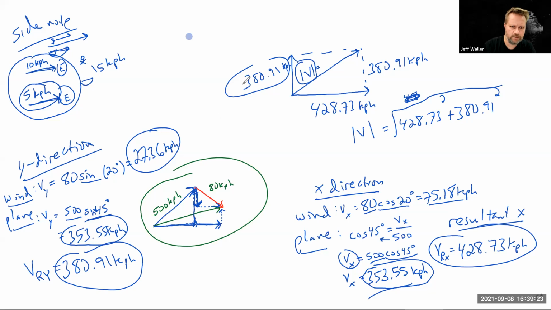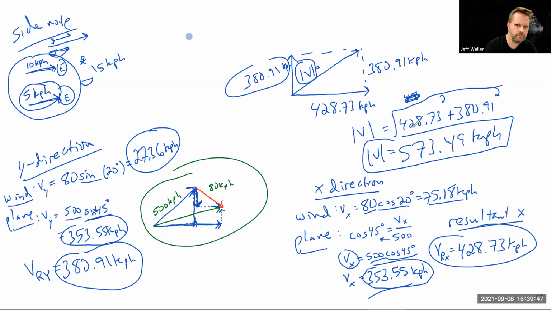I'm desperately trying to get to a point where I can talk more math. Let's see, just for completeness. 573.49. I'll take your word. It sounds good. 573.49 kilometers per hour. So we sped up a little bit. I don't know if you guys remember, but the plane was going 500. So with the wind, we actually sped up a little bit because the part that was working with me was more than the part that was working against me.